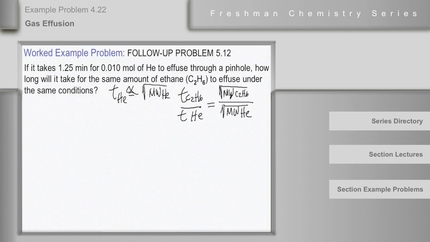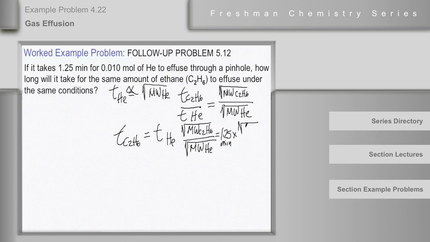So we can now solve this for the time of C2H6 effusion. T C2H6 will be equal to T of helium times the square root of the molar mass of C2H6 divided by the square root of the molar mass or atomic mass of helium. So this will be 1.25 minutes times the square root of the molar mass of C2H6, which is a little over 30, divided by the square root of the atomic mass of helium, which is just a little over 4.